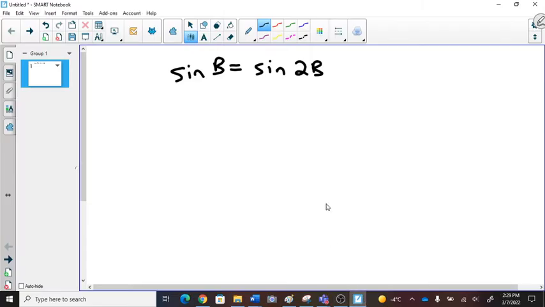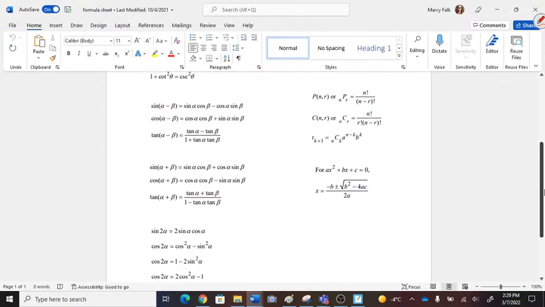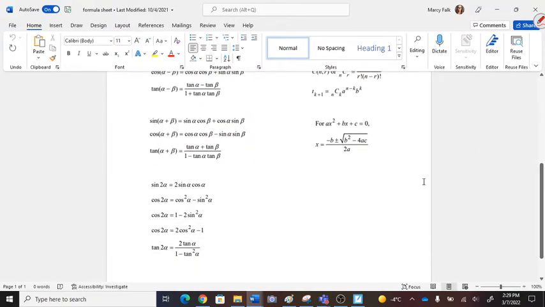Okay, solving trig equations is the topic, and you've already done this, so all we're going to do is add one step to it. This is your first equation, and when I look at something like that, it is a formula sheet thing. So sine 2b, I'm going to go to my formula sheet, and sine of 2 times the angle. You see it?